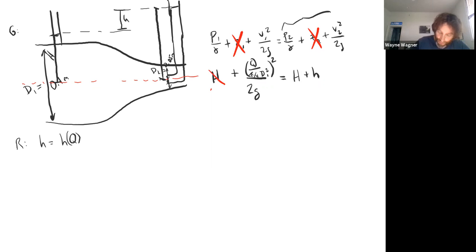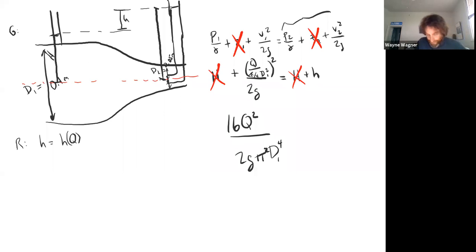Okay, so we're going to take those H's and cross them out. The algebra here trips me up a little bit. So I get Q squared. I know I've got 2g on the bottom, and I'm just going to start figuring out where things go. That pi is going to be on the bottom. That D1 squared is going to be on the bottom, but it's going to be D1 to the 4th. I forgot to square the pi, so it's got a square on it. And that little 4, which is on the bottom of the top, is going to become a 16 out here.